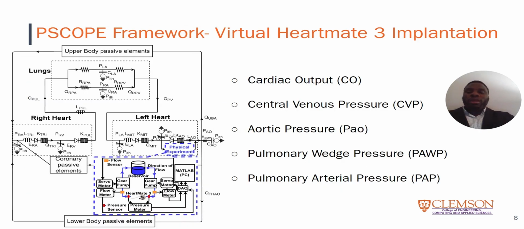Once we have these digital twins, we then use the SCOPE framework to virtually implant a physical HeartMate 3 via this flow loop experiment shown in this dashed blue box here inside the digital twin's LPN simulation. The outcome of this is a SCOPE hybrid model that estimates post-surgical physiology for hemodynamic parameters such as cardiac output, central venous pressure, aortic pressure, pulmonary wedge pressure, and pulmonary arterial pressure.